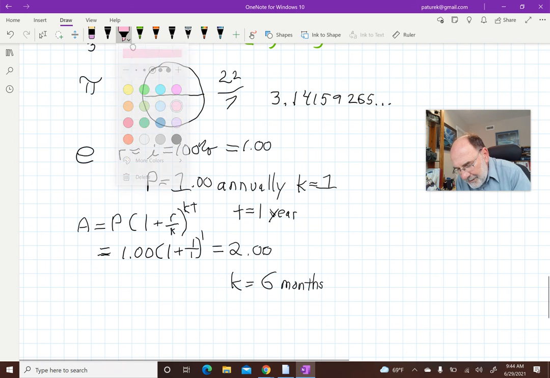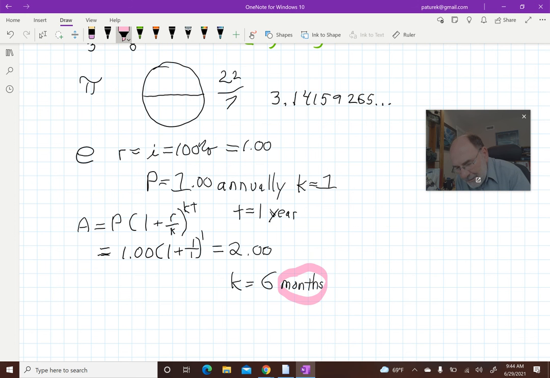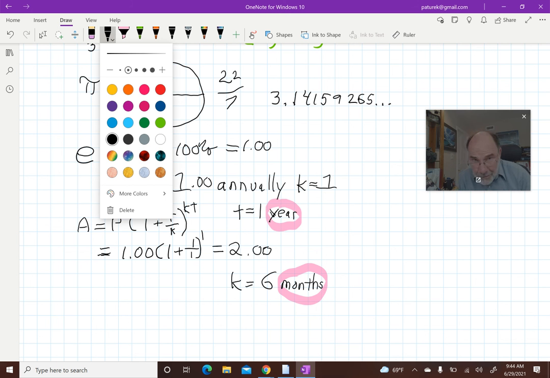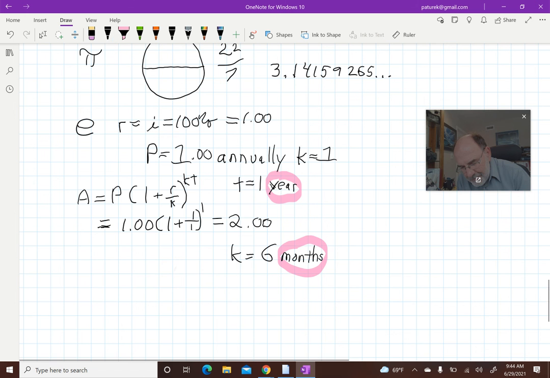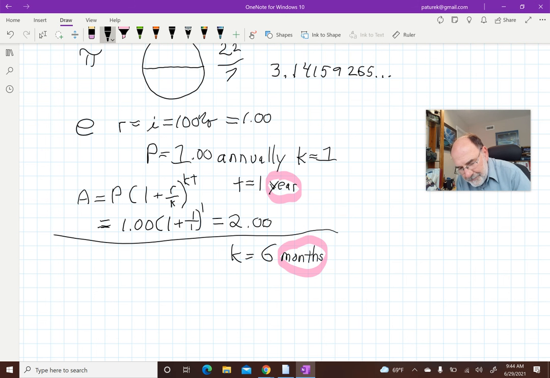This unit of 6 months, let's draw this. 6 months is different from this time period of 1 year. You have to put them into the same units. So either turn 6 months into years or turn the years into months, one way or the other. You've got to do it correctly. So in this new situation, this is a new calculation.